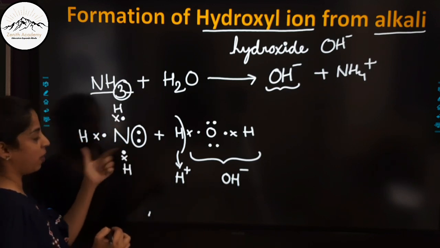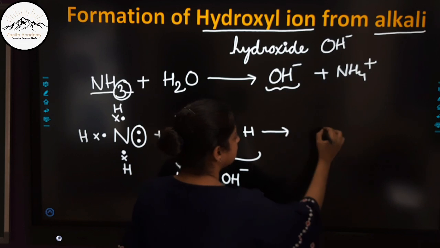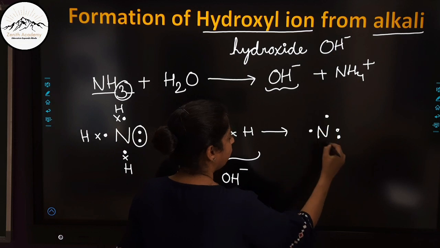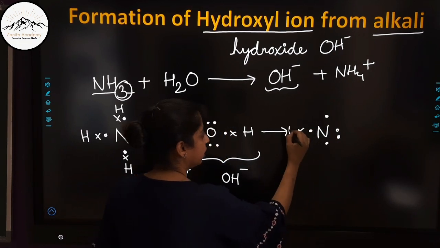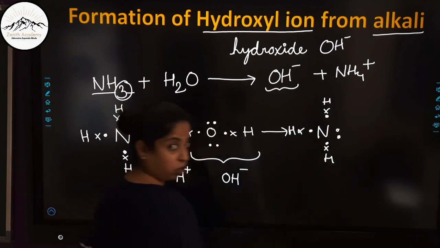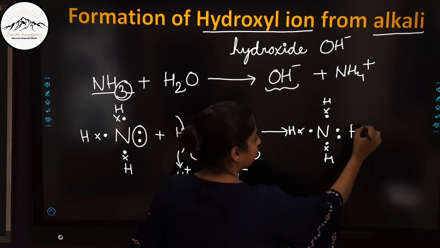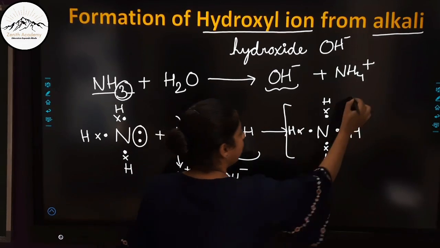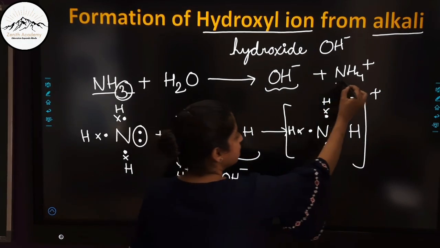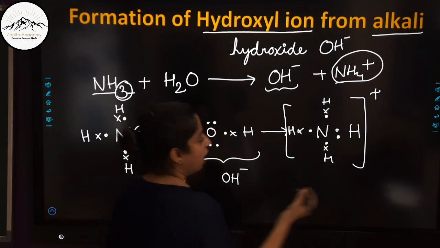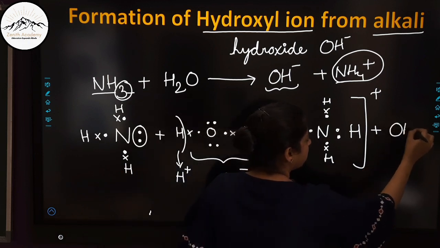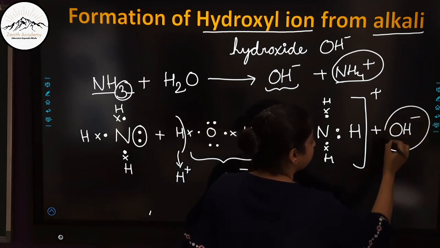Now this H plus combines here. If you see here, this nitrogen has 1, 2, 3, 4, 5 electrons in the outermost shell, and 3 hydrogens, 1, 2 and 3. So there is a lone pair of electrons. Now this hydrogen without the electron comes here, so it forms an overall positive charge. So 1 nitrogen and 4 hydrogens, it becomes NH4 plus, right? And the remaining one is OH minus. So this is how OH minus, that is hydroxide ion, is formed.